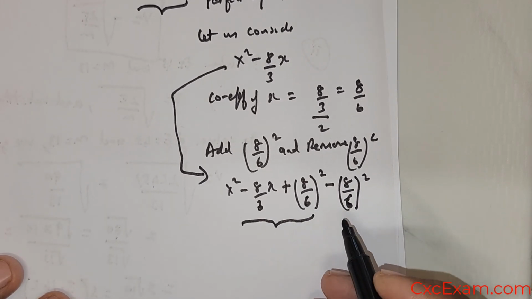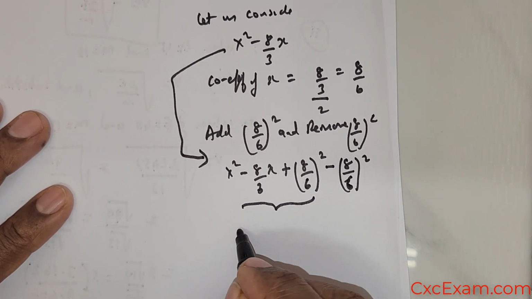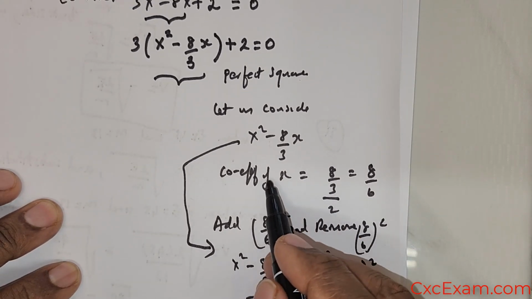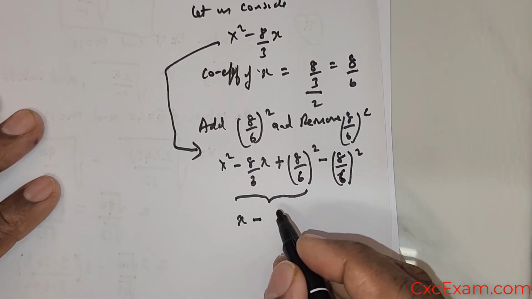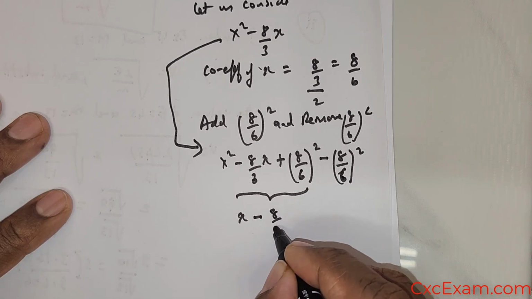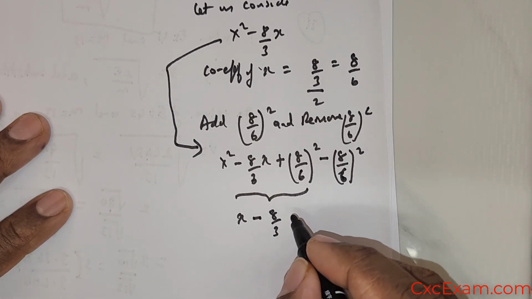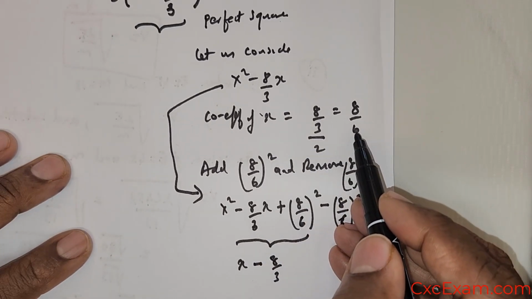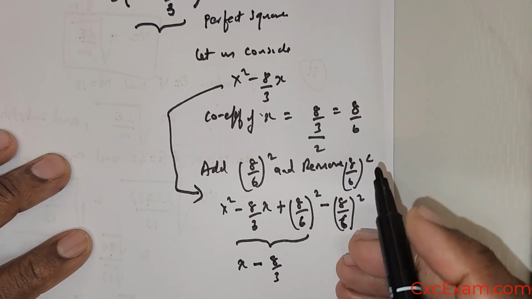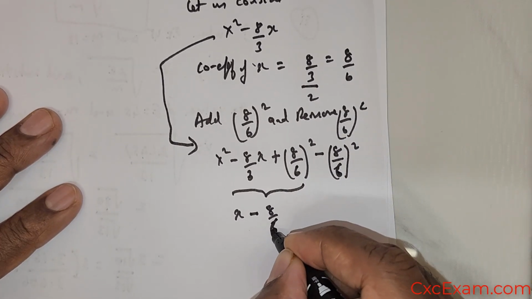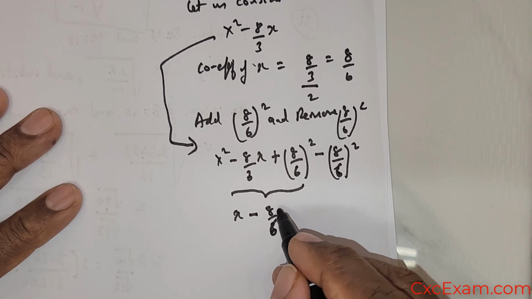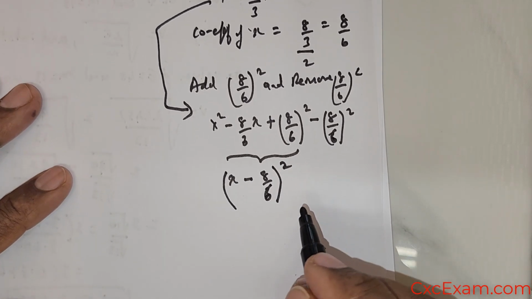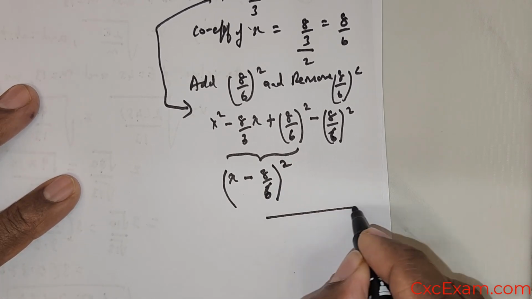Now you consider this. I can rewrite this as x minus, what was the coefficient of x? Did we take 8 over 3, right? So place 8 over 3 and then you will have to place this component, 8 over 6 component. It's not 8 over 3. So 8 over 6 you place there and you square this up. Now if you square this up, you can check this.